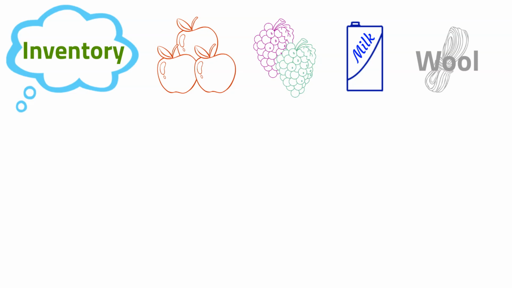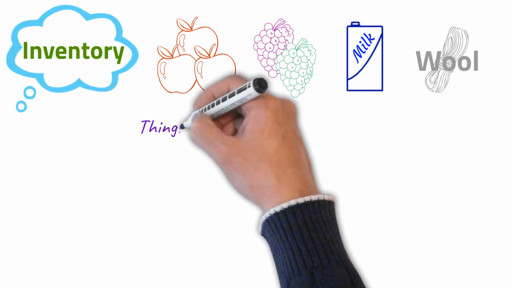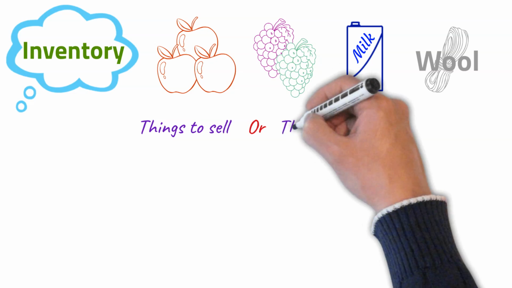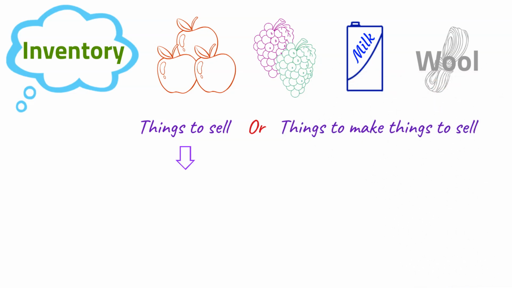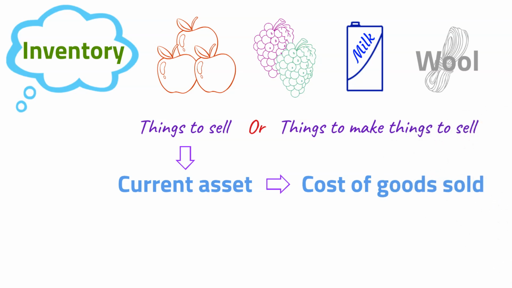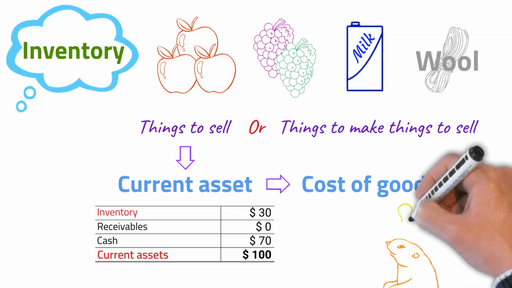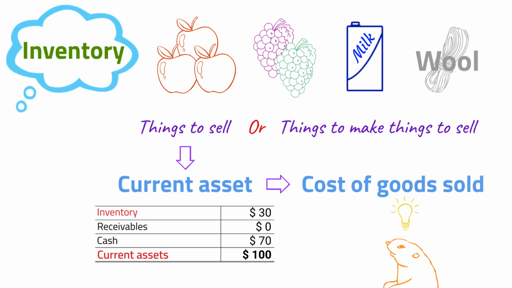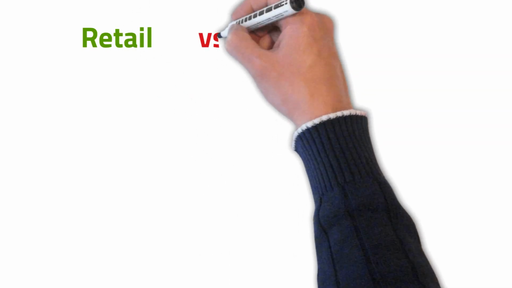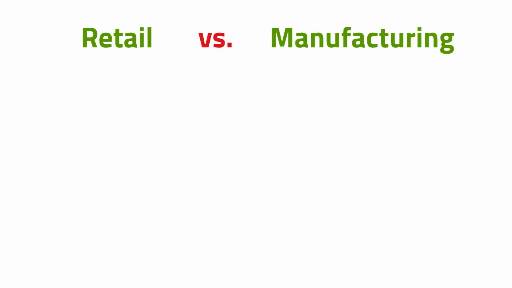What is inventory in broader terms? Inventory is stuff you will sell or use to make what you sell. On the balance sheet, it's a current asset, and it turns into cost of goods sold, COGS, when you sell. You will typically find inventory as a neighbor to trade receivables, cash and other current assets. That's where it belongs.